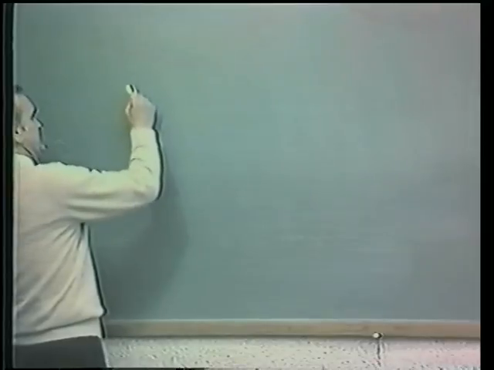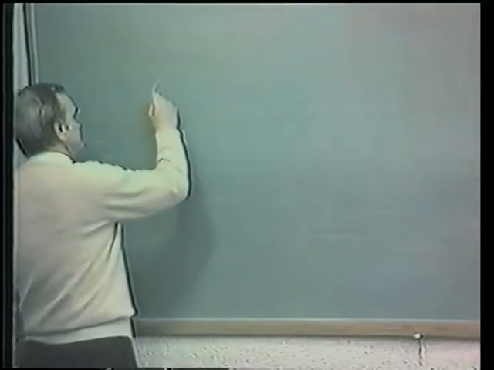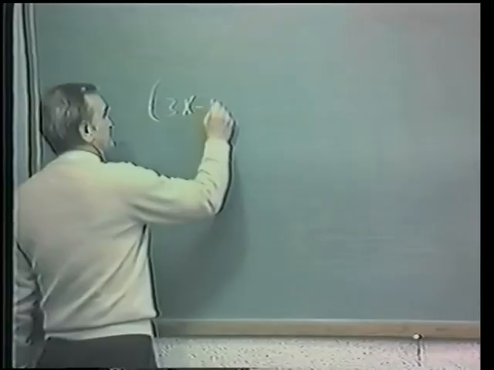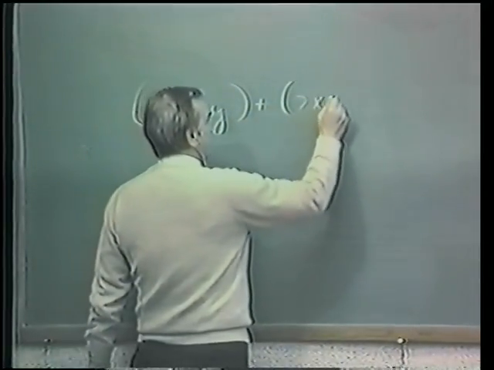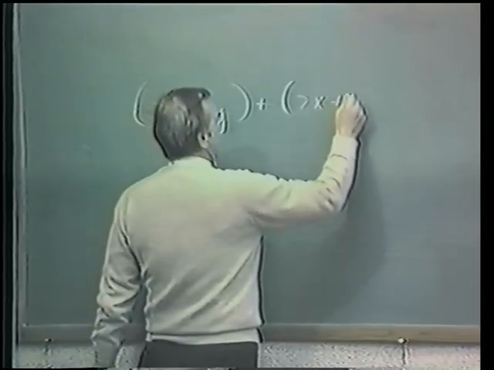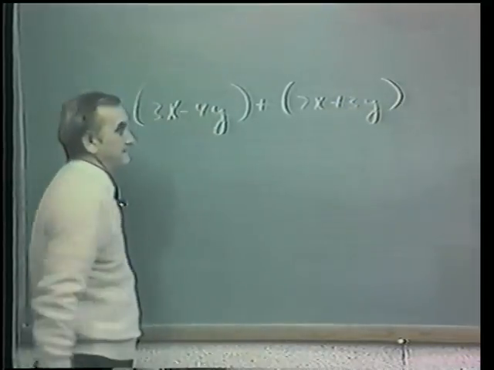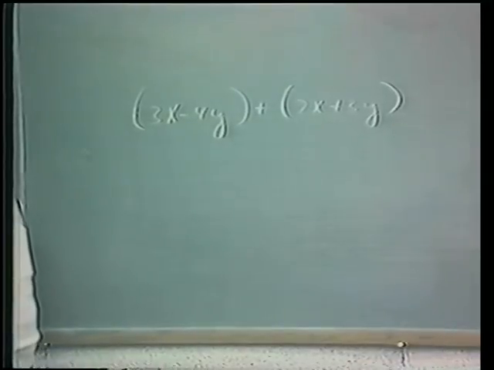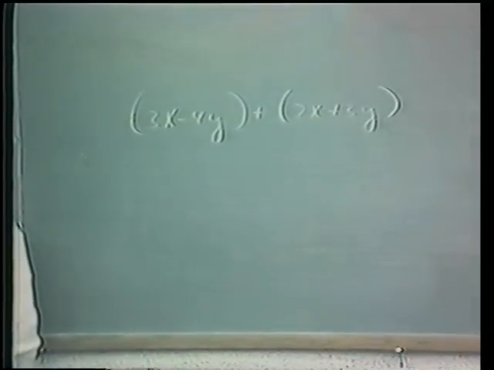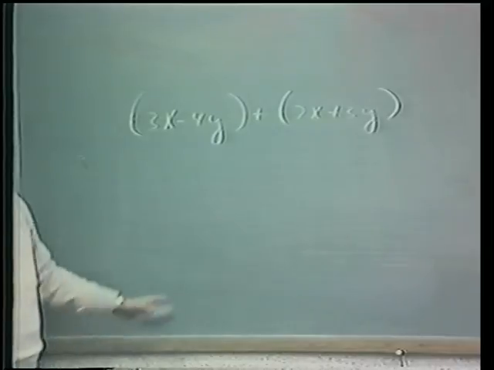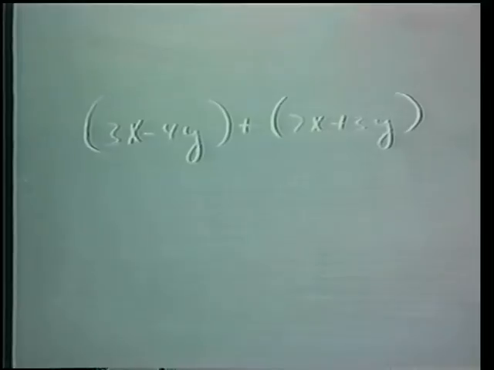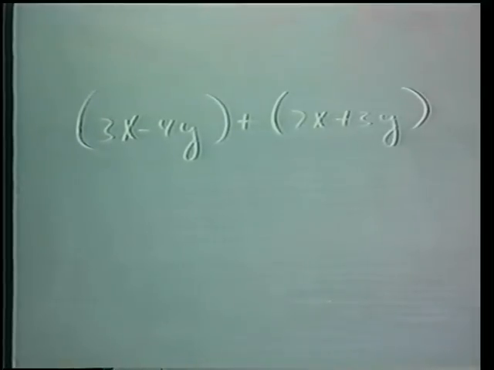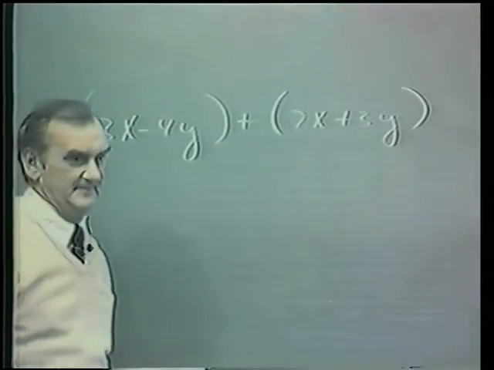Let's suppose we have this. The quantity 3x minus 4y plus the quantity 7x plus 3y.